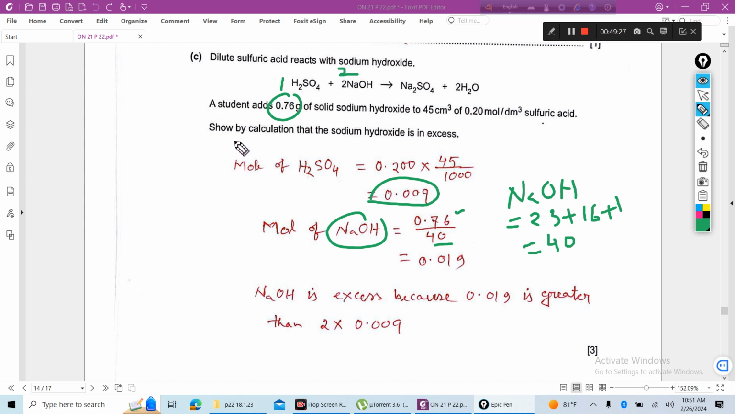Now show by calculation that sodium hydroxide is in excess. So sulfuric acid mole is 0.009. So for 0.009 mole of sulfuric acid, sodium hydroxide needs 2 times. So you will get 0.018.